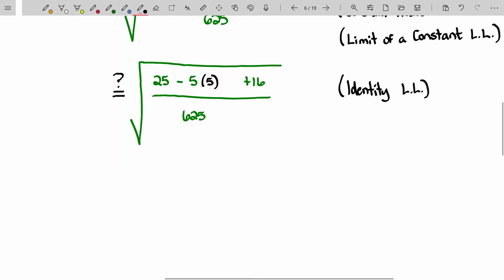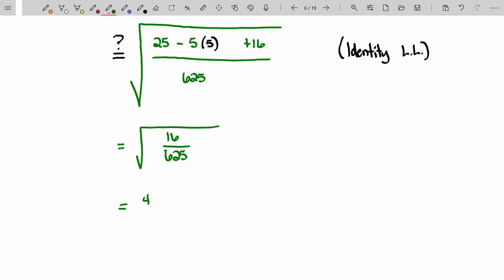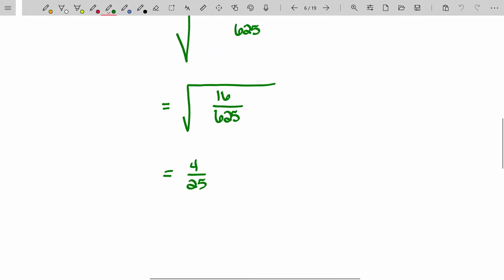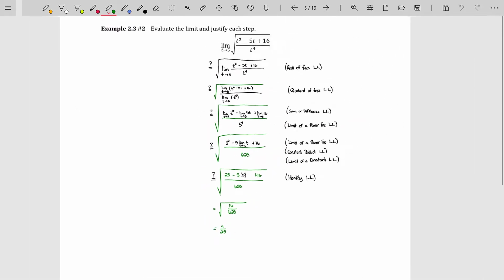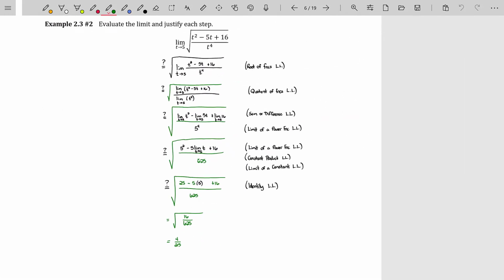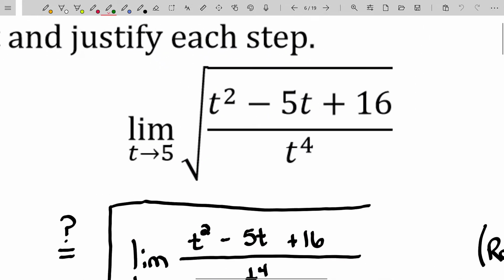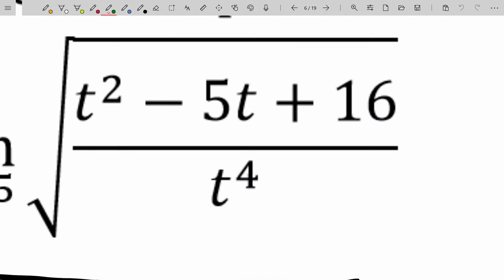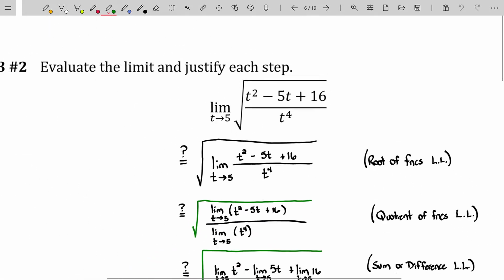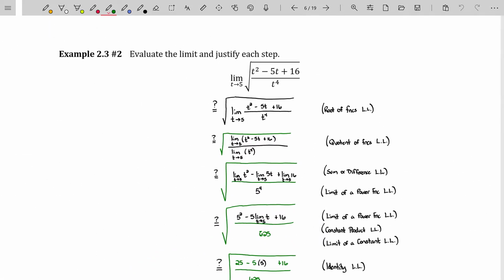So I am now going to say this is definitely equal to, in fact, I'll write that in green as well, the square root of 25 minus 25 plus 16 over 625. Square root of 16 is 4. Square root of 625 is 25. This is 4/25. Now, something you need to note about this, a lot of students will say, that's exactly what I got when I just plugged in 5. And it is true. Had you just plugged 5 into this function, you would have gotten that same answer. However, it's illegal to do that until you've been given the permission to do so via a theorem.